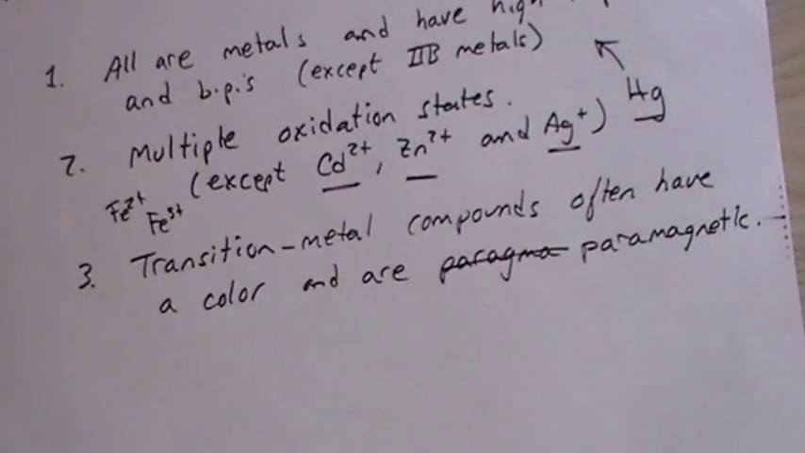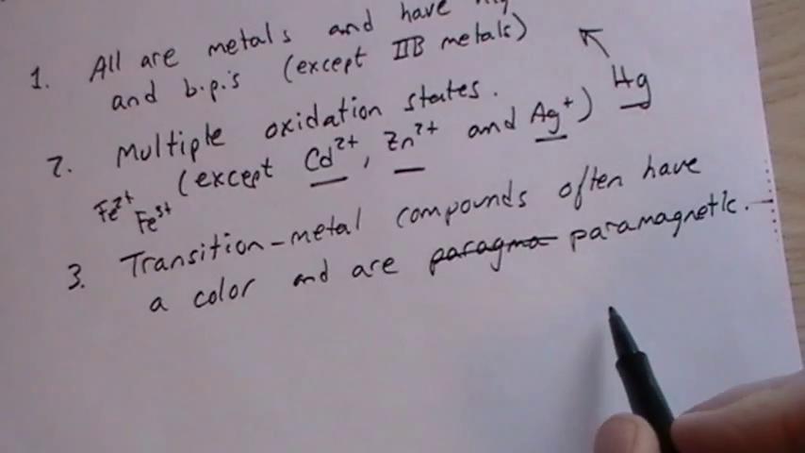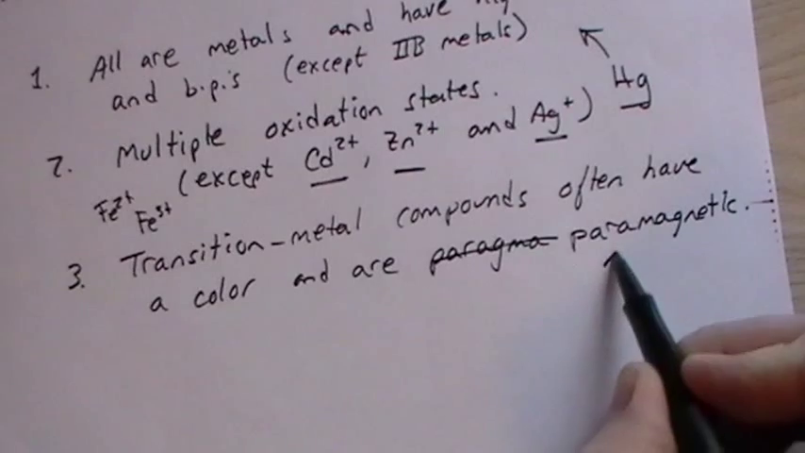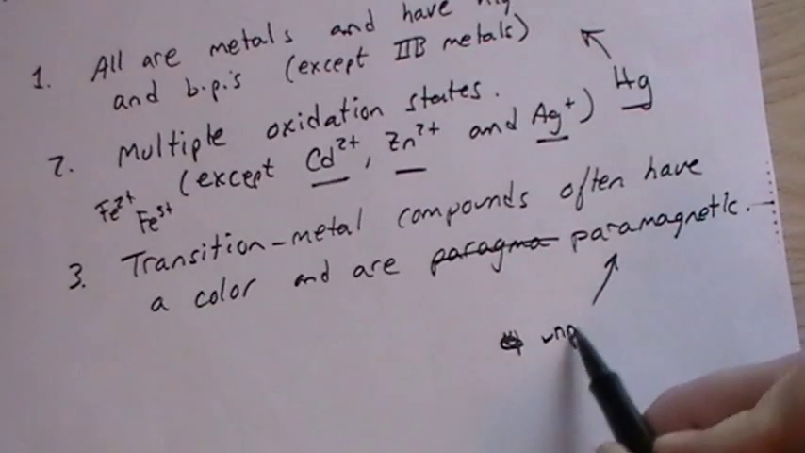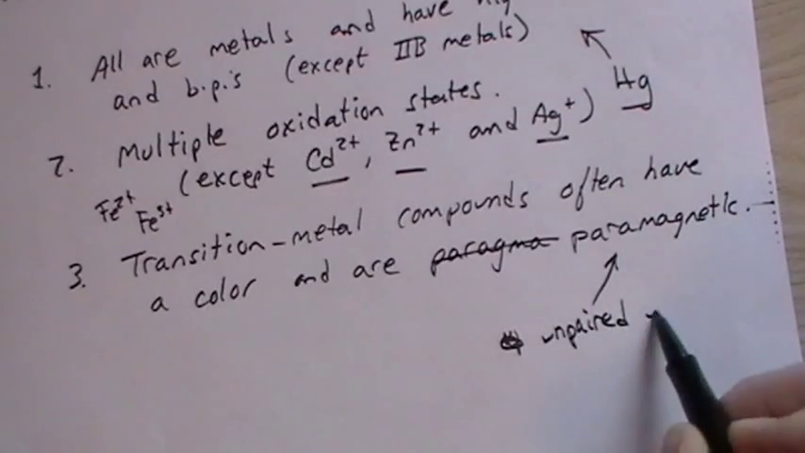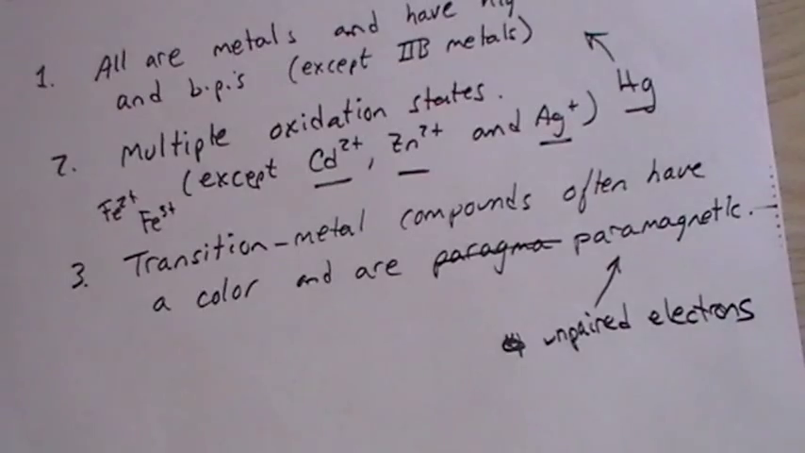Transition metal compounds often have a color to them, which we'll talk about later, and they are usually paramagnetic. That is, they're affected by a magnetic field, which means they have unpaired electrons, and they're generally in the D sublevel. Okay.